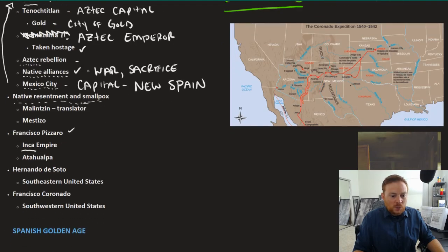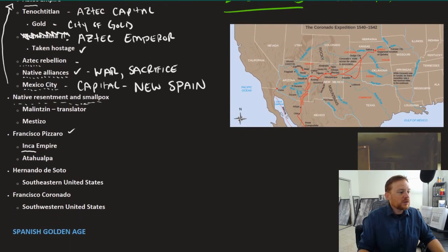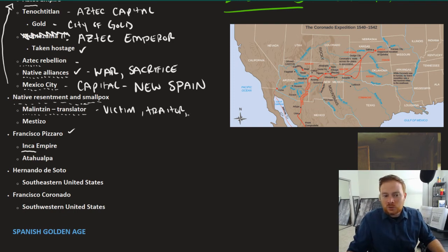A couple of other points to make here as well. Malintzen, this was a translator, a Native American woman who had helped Cortez and his men conquer. There's questions about Malintzen. Was she a victim of the Spaniards? Was she a traitor to her fellow Native Americans or Aztec brethren? Depending on how you may want to interpret that evidence, right? Was she a victim? Was she a traitor? Again, she was the translator for Cortez, a Native American woman. And as more and more Spanish conquistadors came, that meant more and more young men.